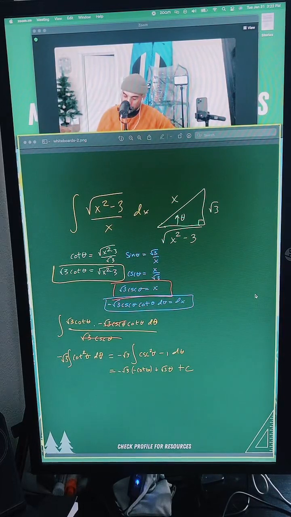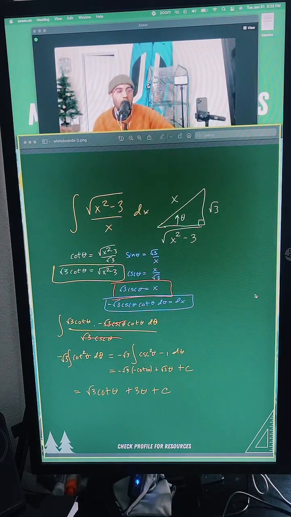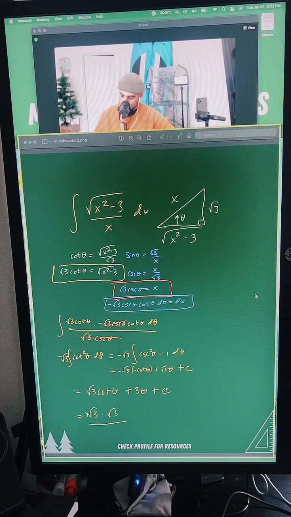Okay, so it looks like our answer is going to be root 3 cotangent theta plus root 3 theta plus c. So let's go back to our triangle. Cotangent is going to be adjacent over opposite. I'm sorry. So then what we're going to have is root 3, and the adjacent was root x squared minus 3 over root 3.